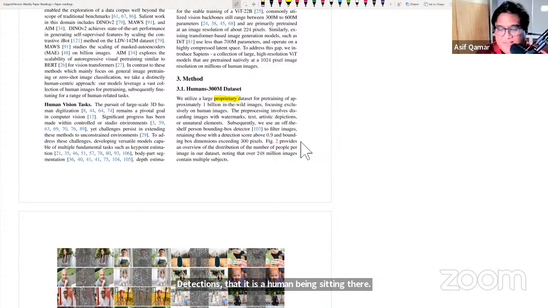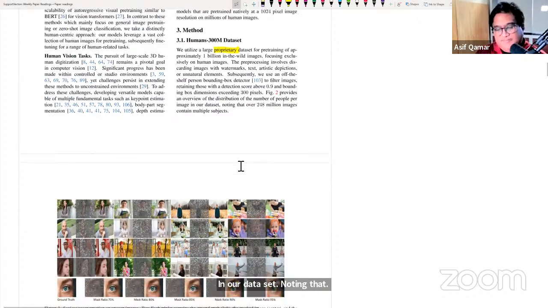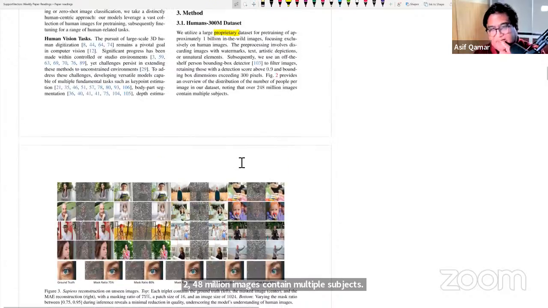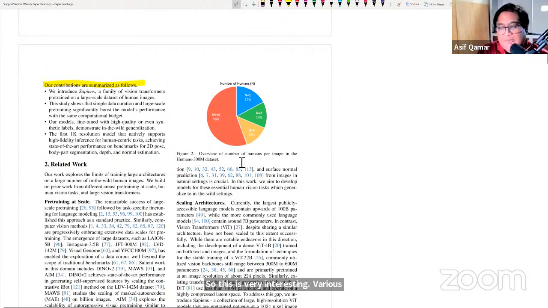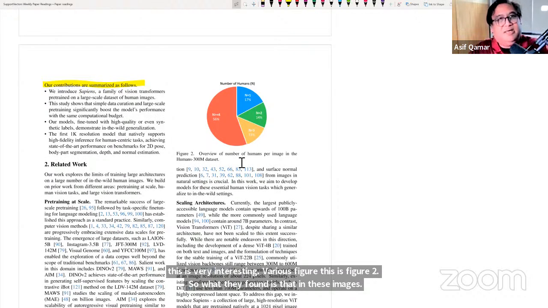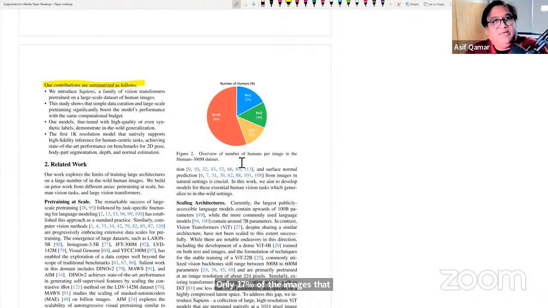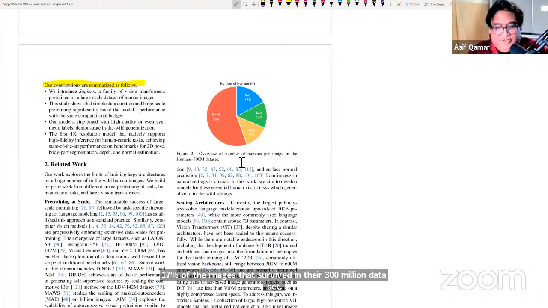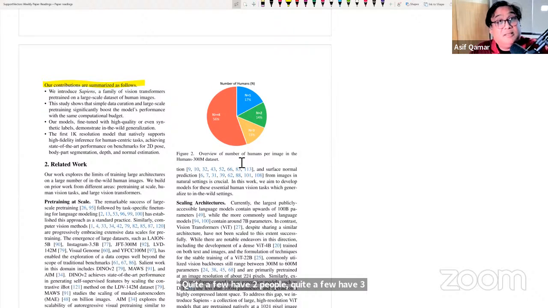Figure 2 provides an overview of the distribution of the number of people per image in our data set, noting that 248 million images contain multiple subjects. So this is very interesting. Where is figure 2? Yeah, this is figure 2. What they found is that only 17% of the images that survived in their 300 million data set have only one person there. Quite a few have two people, quite a few have three people, and surprisingly, more than half contain more than four people. And yet they worked with those images. They said, all right, let's go with it.